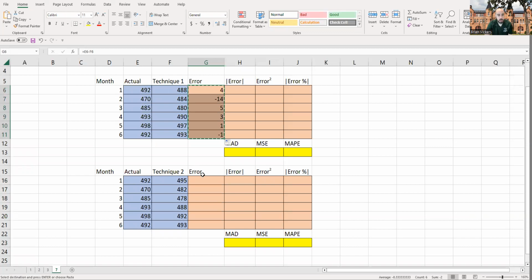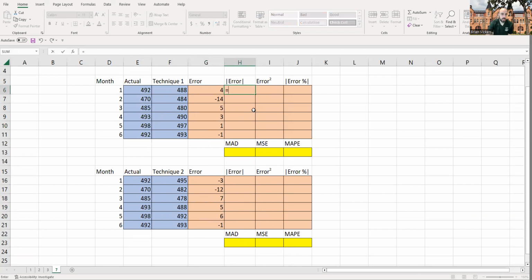And if I wanted to, I could copy this and paste it here right now, because it's going to match up exactly with all of these. It's shifting everything down exactly by the amount I wanted to. Nice. What's the absolute value of my error? If I'm doing this by hand, I can just look and say, well, the absolute value of 4 is 4. I could write that in.